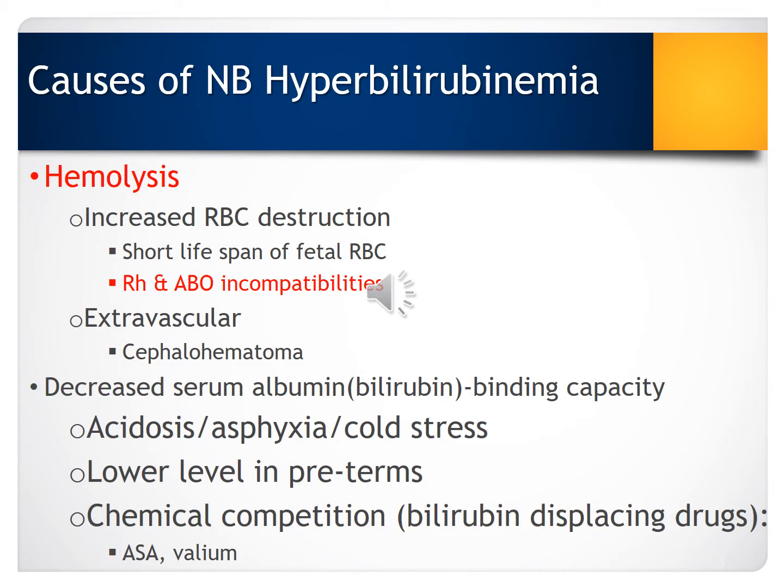So there's various causes of newborn hyperbilirubinemia, and we've talked about a few of them. For example, cephalohematomas, the short lifespan of fetal red blood cells, and the increased amount of red blood cells that newborns are born with. But as you see highlighted in red, we're going to focus on Rh and ABO incompatibilities and their impact on hyperbilirubinemia.